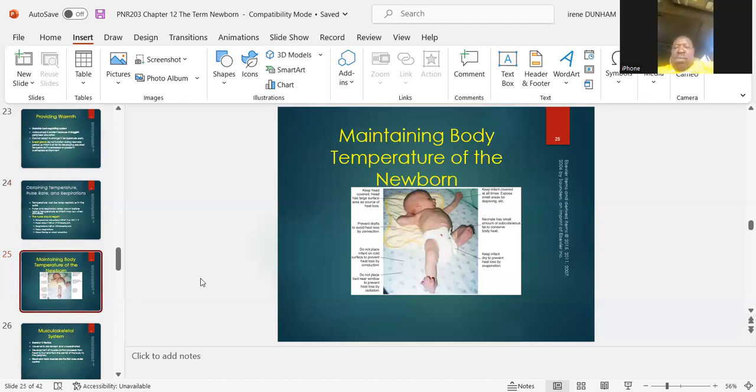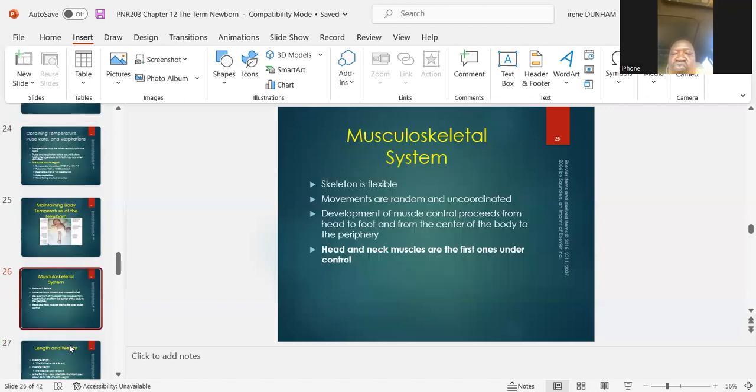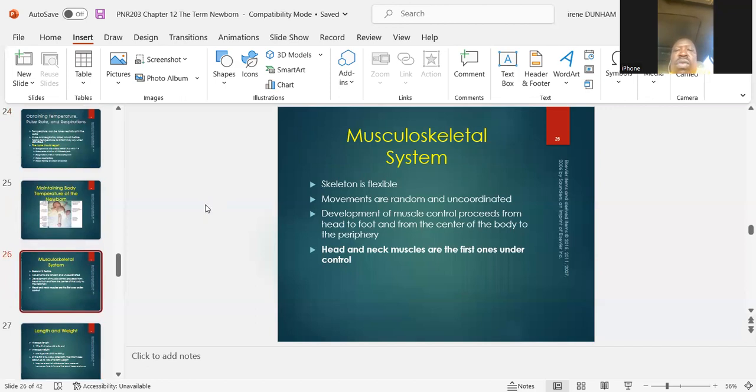Again, maintaining body temperature in the newborn is really, really important. Okay, and this picture is in your book. It really goes through very nicely. Let's go on to the musculoskeletal system. Now, skeleton, their babies are pretty flexible, especially if you look at that tonic neck reflex. I don't know how they do it. I guess we did it too when we were babies, but they're able to put one arm up and one down and have the neck over here, and they're pretty flexible.